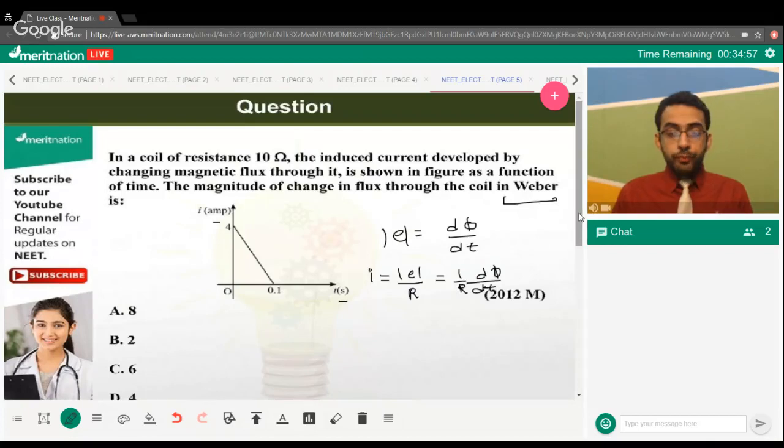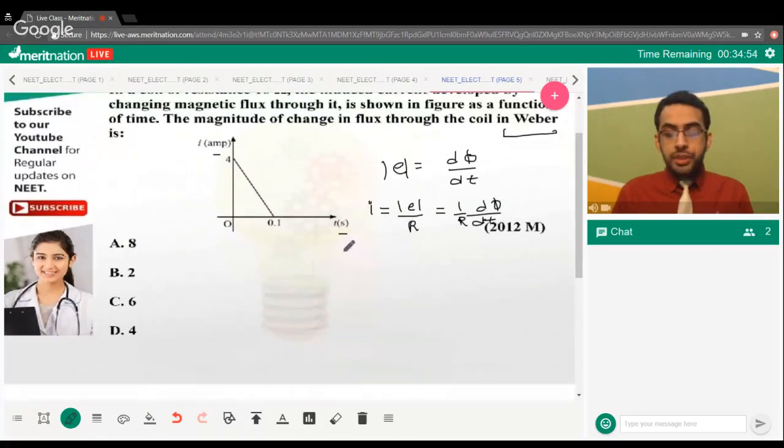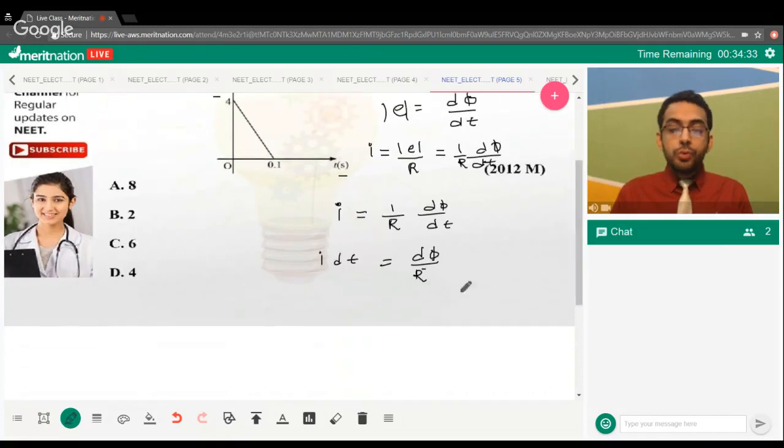So now if you observe this equation, I is equal to 1 by R into d phi over dt. So d phi over R can be written as I into dt. If I have to find the total change in magnetic flux, I need to take R on the right and left hand side. So R into I into dt. So now integrate both sides.